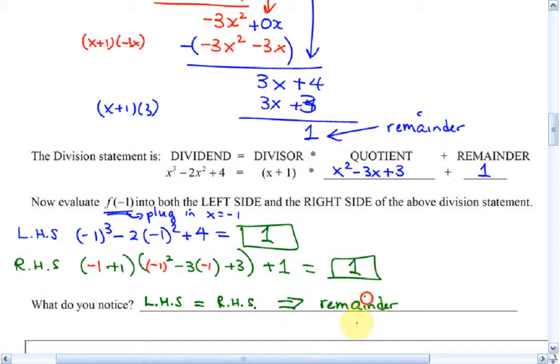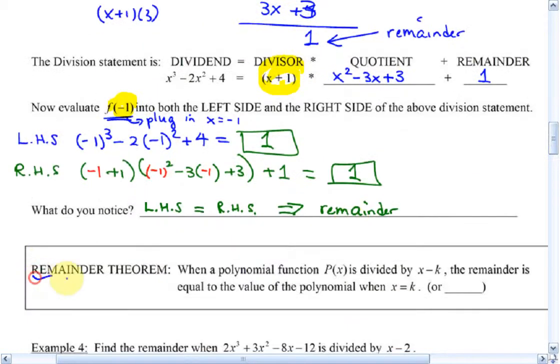Okay, so, ladies and gentlemen, the left-hand side equals the right-hand side, which also equals the remainder. So you might be thinking to yourself, well, Mr. Lee, how'd you figure out that the number you should plug in is negative 1? Well, can you see something here? What happens on the right-hand side when I plug negative 1 into my divisor? It's 0. What's 0 times the quotient? It's still 0. So what's left over? It's the remainder.